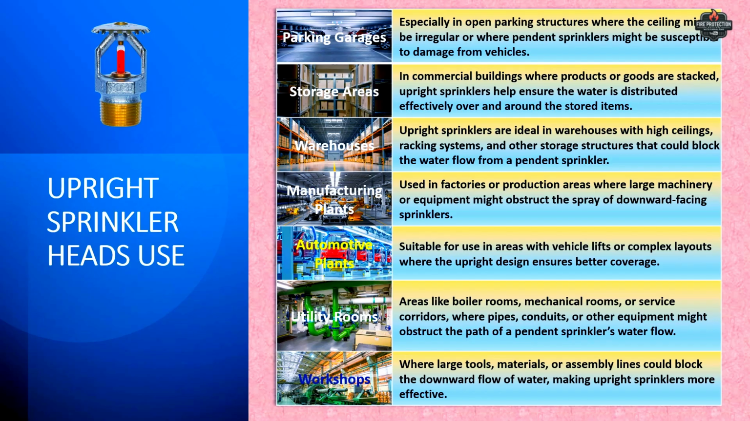Upright sprinklers are used in places like parking garages, storage areas, warehouses, manufacturing plants, automotive plants, utility rooms and workshops. These sprinklers are designed to be installed above the piping, providing effective coverage where equipment and structures could interfere with the water distribution.